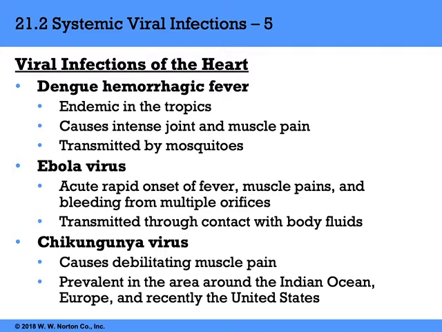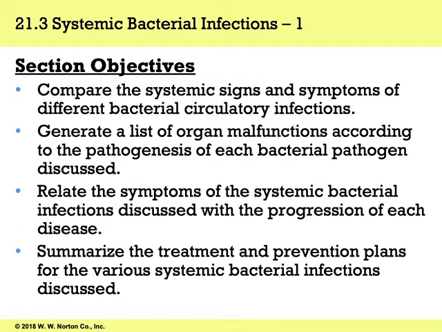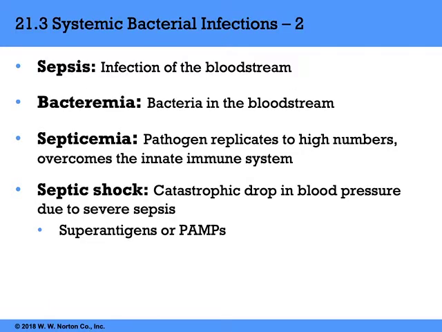Chikungunya causes debilitating muscle pain and is prevalent near the Indian Ocean, Europe, and has also been found in the U.S. Here we're going to compare systemic signs and symptoms of bacterial circulatory infections. We'll generate a list of organ problems according to the pathogenesis of each bacterial pathogen we talk about. We'll relate the symptoms of systemic bacterial infection discussed with the progression of each disease, and summarize treatment and prevention plans for different infections that we talk about.